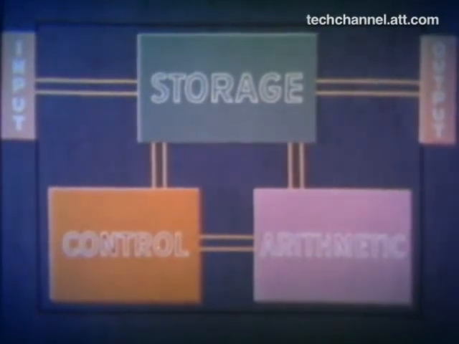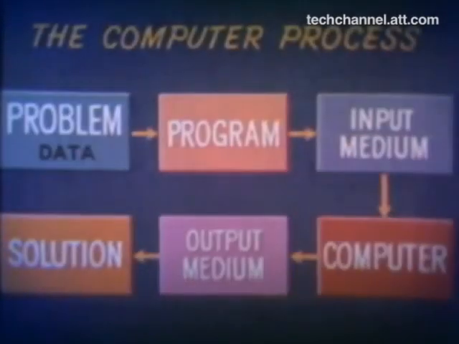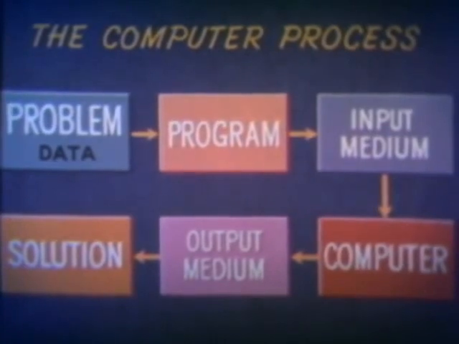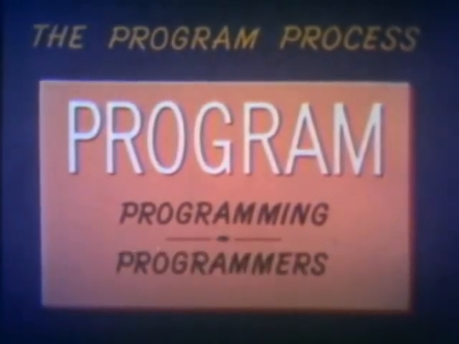But control is only obeying orders that have been given to the computer as part of a process that leads logically from the problem to its solution. There is brain work here, but it is concentrated entirely within one phase, the program, the series of instructions detailing the entire operation step by step. Programming is the work of preparing programs. Programmers are the people who do it.